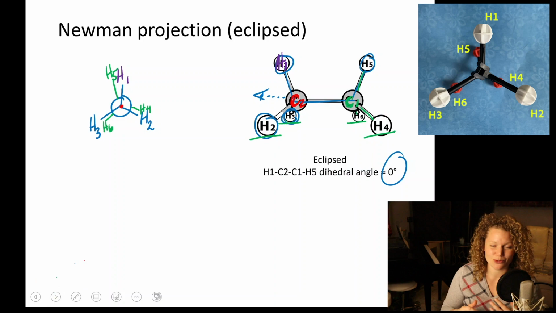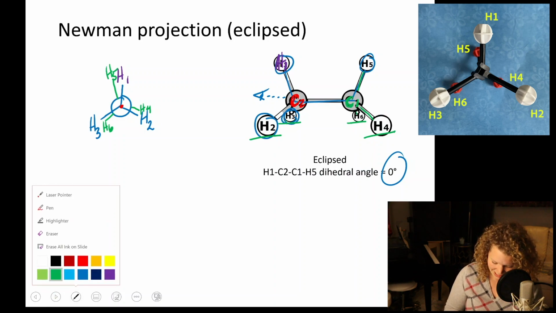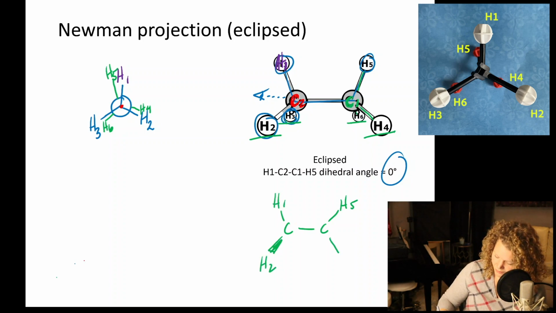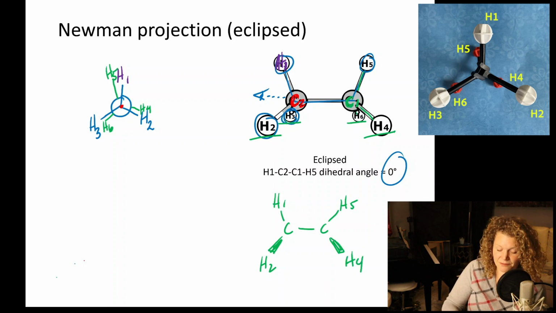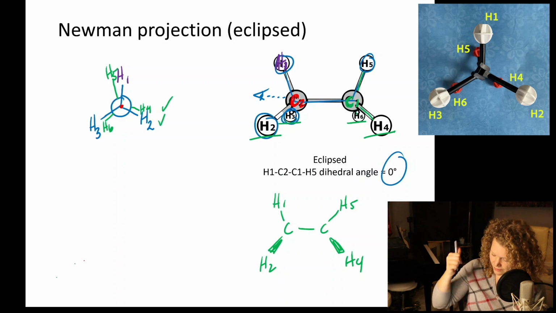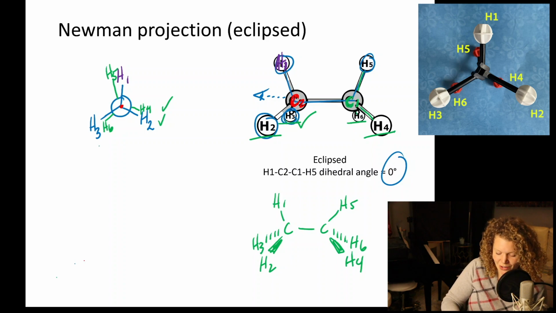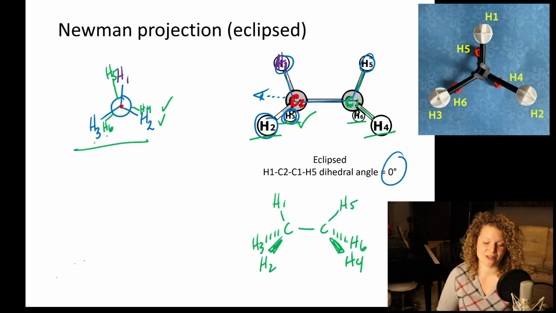On the previous slide, we drew out our wedge and dash. So let's go ahead and do that as well. There's our H5 and H1. Okay, H2 is coming out forward. H4 is coming out forward. These should be on the same side for our Newman projection. H2 and H4. Cool. And for a dash, we have H6 and H3. And on our Newman projection, we have H6 and H3 on the same side.